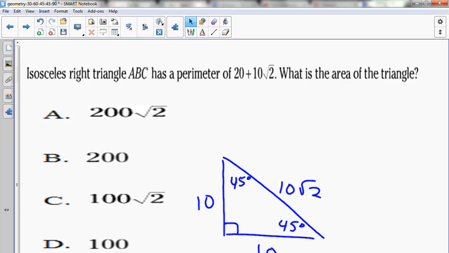Now, let's make sure that's right. Would that give me a perimeter of 20 plus 10 square root of 2? Yeah, the 10 and the 10 would give me the 20, and so plus another 10 square root of 2. Now, what is the area of the triangle? So we just need to do what? Base times height divided by 2 again. So it would be 10 times 10 divided by 2. So that's 100 divided by 2. That would be 50.